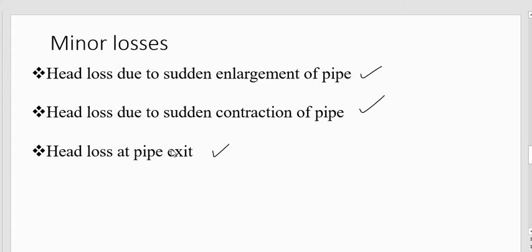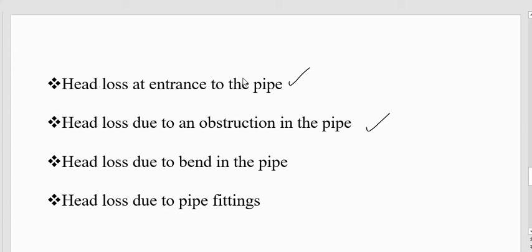Then we have head loss at the exit of the pipe. There is always going to be head loss due to entrance of the pipe. Then also head loss due to an obstruction in the pipe, and head loss due to bend in the pipe. Then we shall always also experience head loss due to pipe fitting. So this is all about minor losses, but also we have looked at major losses that are due to friction.